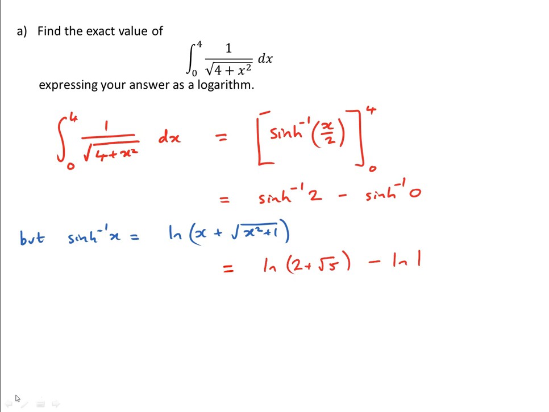As we've already commented, sine to the minus 1 of 0 you may know is 0. If not, use the formula again. We've got the natural logarithm of 0 plus square root of 0 squared plus 1, which becomes the natural logarithm of 1, and the natural logarithm of 1 is 0. So our answer for this is simply the natural logarithm of 2 plus root 5.